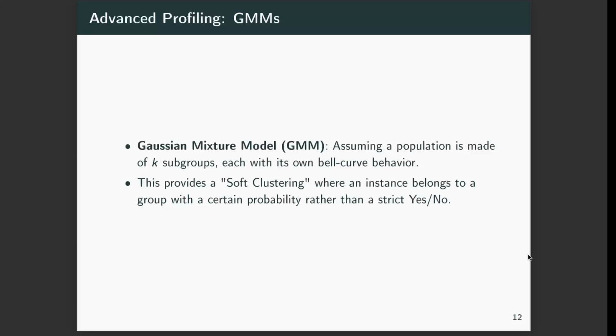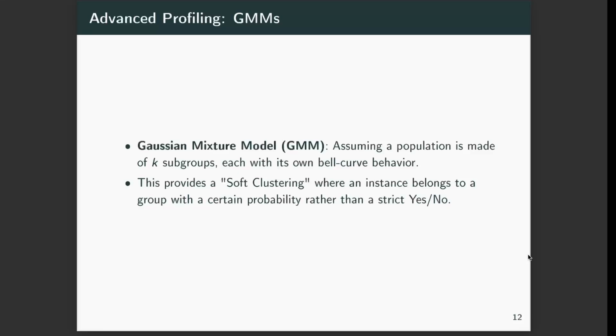In hard clustering, like simple k-means, each data point is definitively assigned to exactly one cluster. In soft clustering, each data point belongs to each cluster with a certain probability. A customer might be 70% likely to belong to the, quote, budget shopper group, and 30% likely to belong to the high-value shopper group. This probabilistic membership is more realistic and more mathematically honest than forcing a binary assignment.